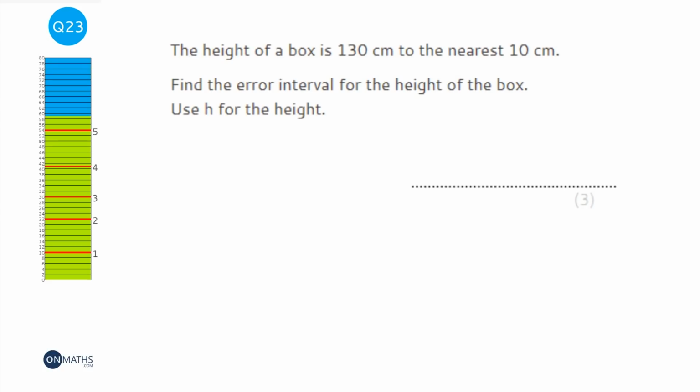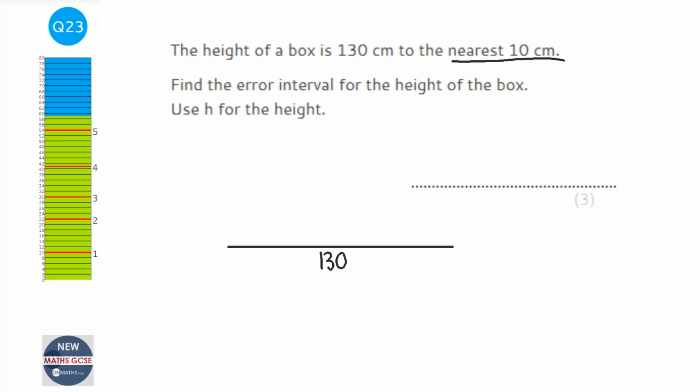Okay, the way of doing this question is to do a quick number line. Now we're going to put 130 in the middle. Now it's the nearest 10, so I'm thinking what would the next one down be? Well, if we had slightly less, if we had 128, it would still round to 130. So the next one down that it could have rounded to is 120, and the next one up it could have rounded to is 140.